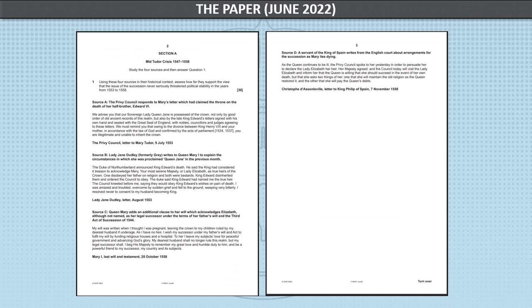So the paper itself will look something like this. So section A will be laid out with our question at the top. Remember, no choice of question. An indication that it's worth 30 marks. And then a collection of sources. So we'll have 4 in total. There'll be written evidence and there'll be primary sources. They won't be pictures and they won't be interpretations from later historians.